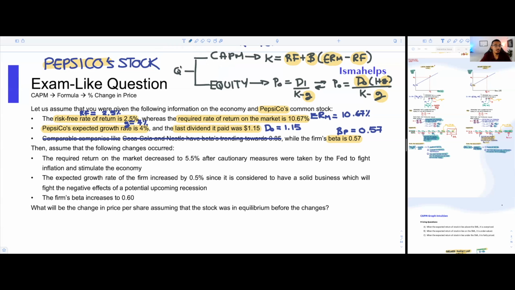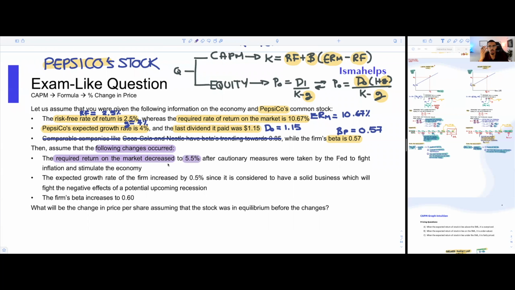So assume that the following changes occur, okay? So we have changes that are happening, okay? This is very important. Changes, things are now different, okay? And we have three changes. So the required rate of return on the market decreased. So the ERM decreased to 5.5%.